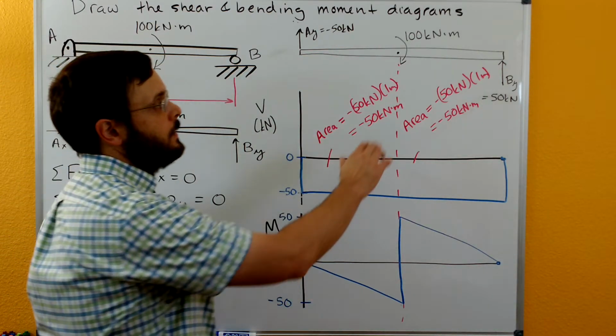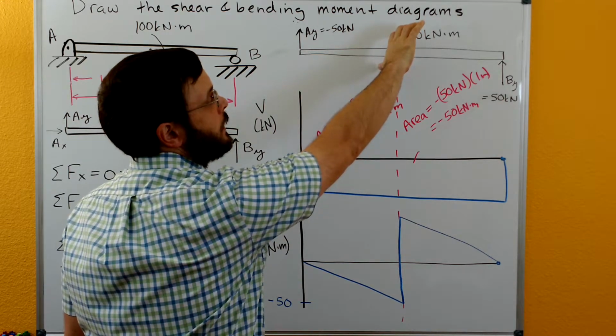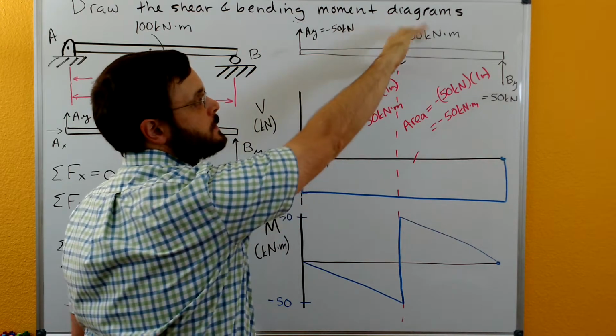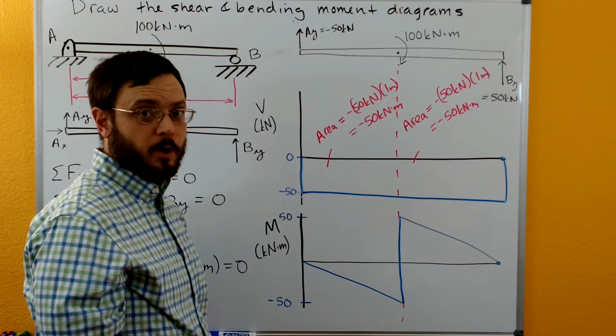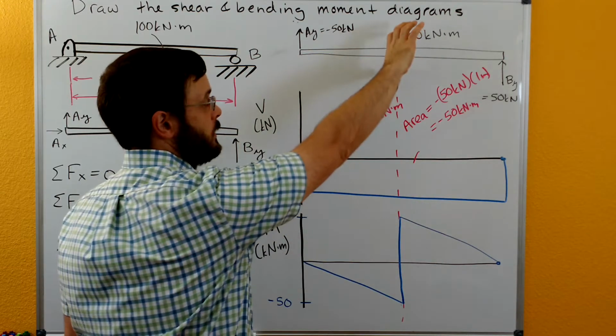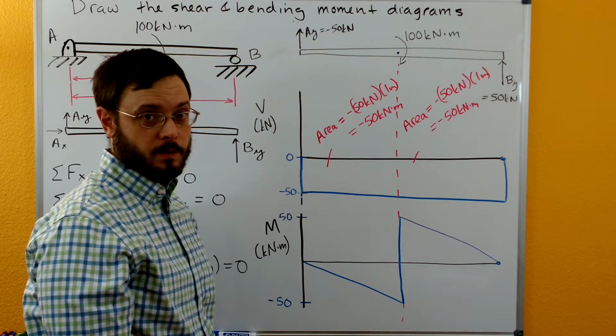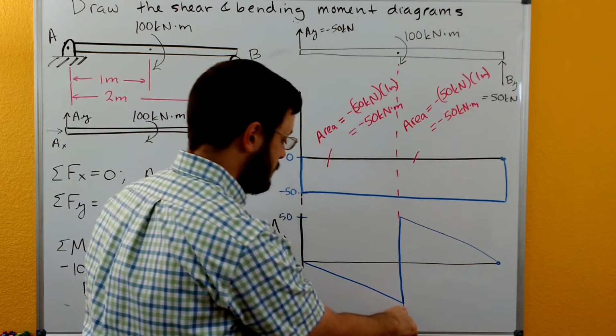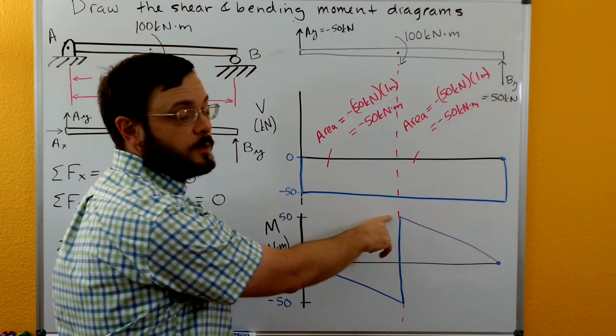Now we're going to add in the bending moment, the 100 kilonewton meter into the bending moment. So this moment's negative. Remember, with moments, we first flip the sign before we add them in. So we have negative 100 kilonewton meters. We flip the sign and it becomes positive. So we have negative 50 plus 100 brings us up to 50.